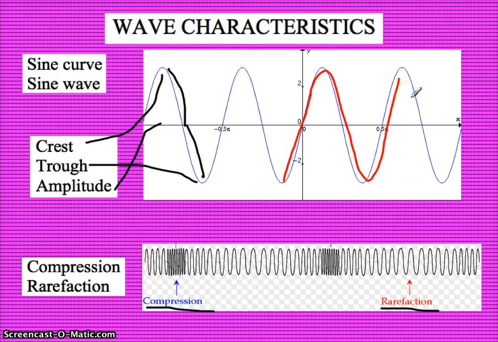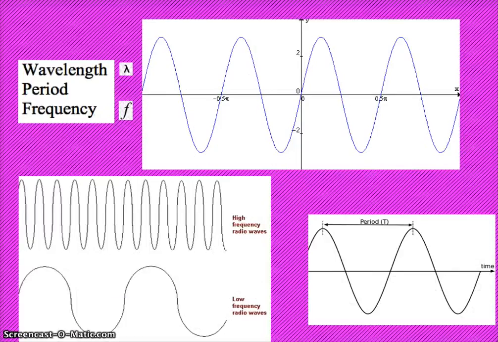So you can have these terms, crest, trough, amplitude, for more than just transverse waves. You can have them for longitudinal waves also. Oh, let's see, I think I'm going to need to go to another picture.